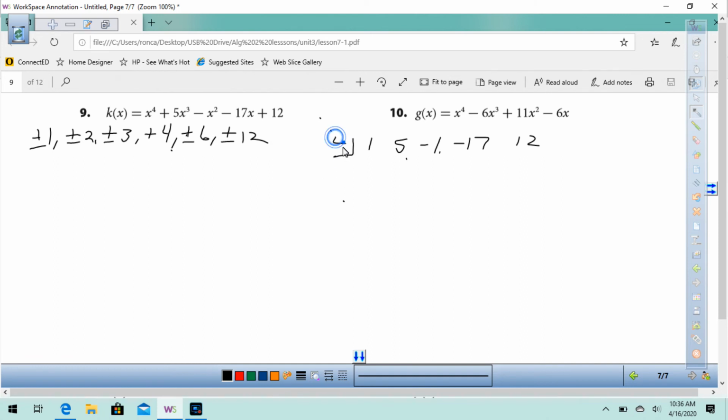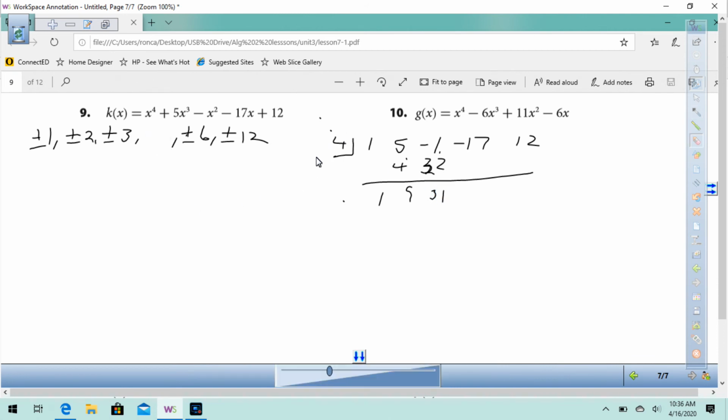Well, let's try positive 4. 1, that's 4, that's 9, that's 4 times 9 is 32, that's going to give us 31. That's not going to work. So it's not 4 at all.